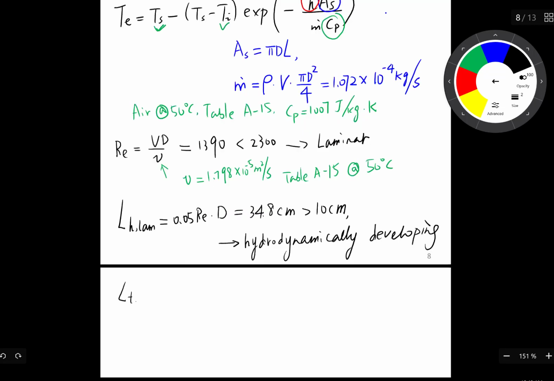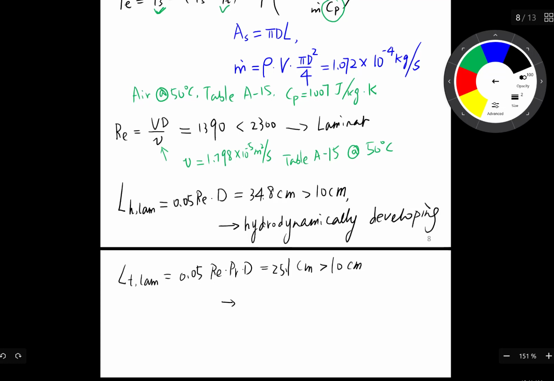Now let's compute the thermal entry length of this laminar flow. We find it is also larger than the length of the tube. So this means the flow is thermally developing. So it's hydrodynamically developing and thermally developing.